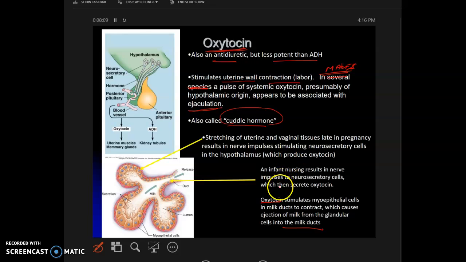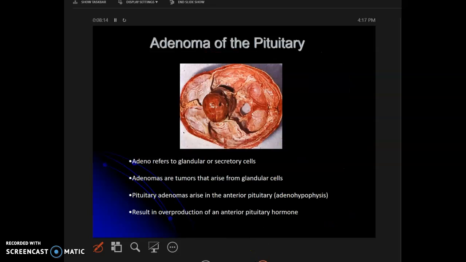So adenoma of the pituitary, we'll talk about this in our case study. This is what happens when there's a tumor in the glandular cells, and it can be in the anterior pituitary, and that will result in what is called a pituitary adenoma, and of course it will result in the excessive production of anterior pituitary hormones, which is not going to be very pleasant or good.